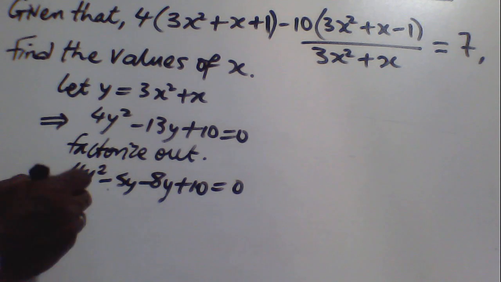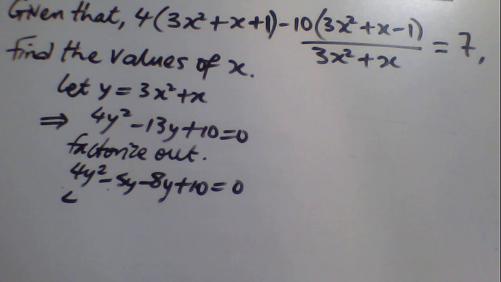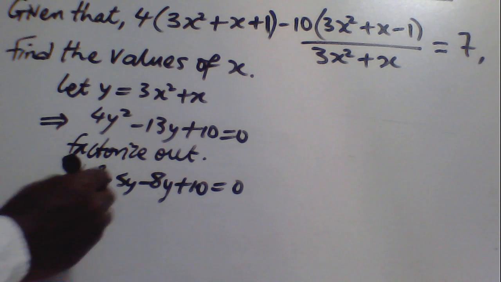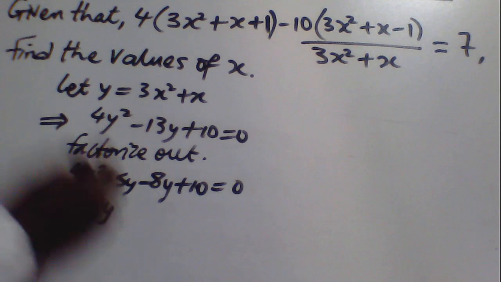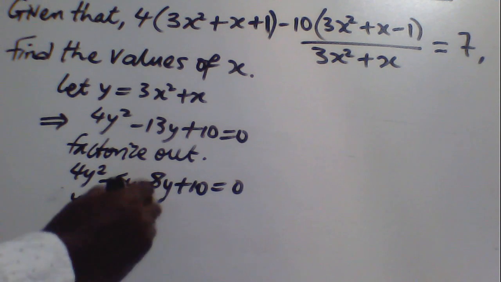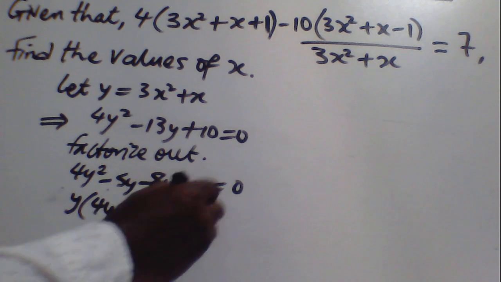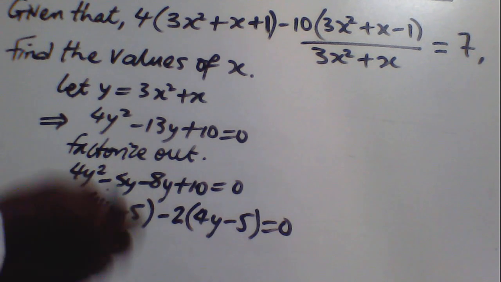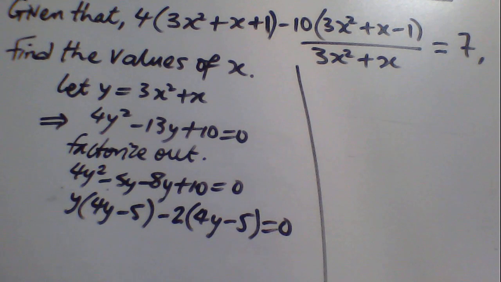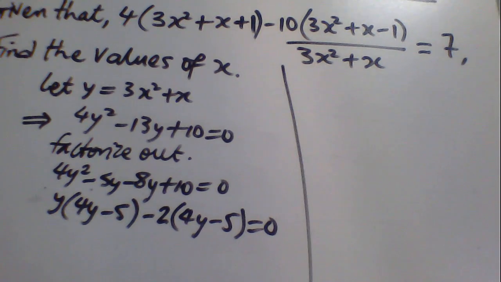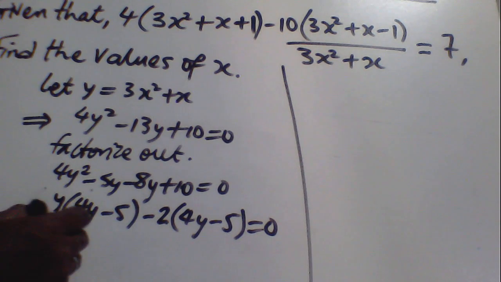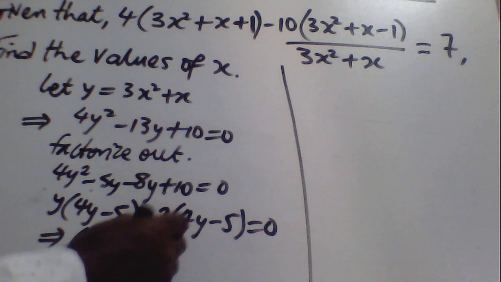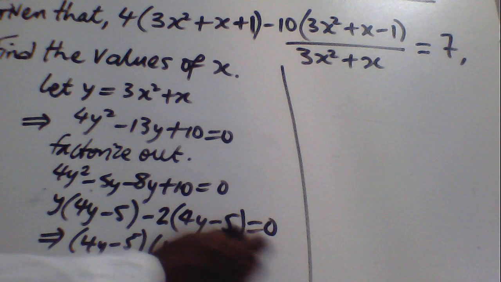From here, you can now factorize out what is common between the two terms. Y is common, so I bring y outside and open bracket: I have 4y minus 5. Minus 2 is common in the next bracket: I have 4y minus 5, close bracket, which is equal to 0. So this implies (4y - 5)(y - 2) is equal to 0.